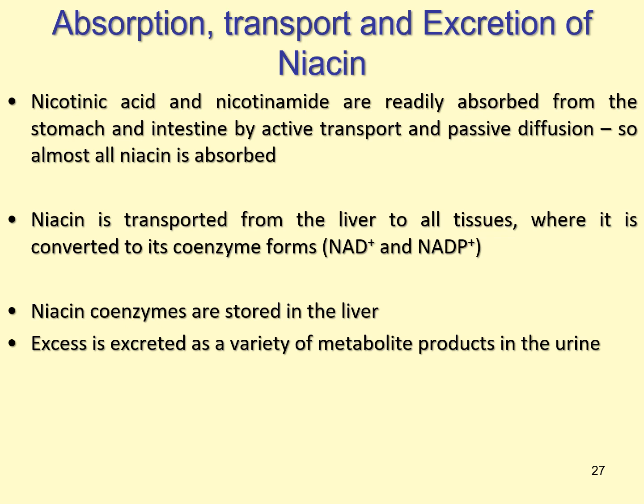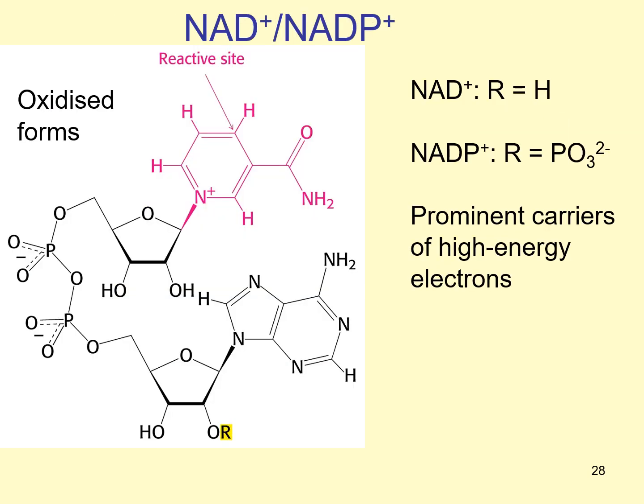So this niacin is transported from the liver to all tissues where it is converted to its coenzyme forms. The coenzyme forms can be NAD+ and NADP. So niacin coenzymes are stored in the liver and the excess is excreted as a variety of metabolite products in the form of urine.